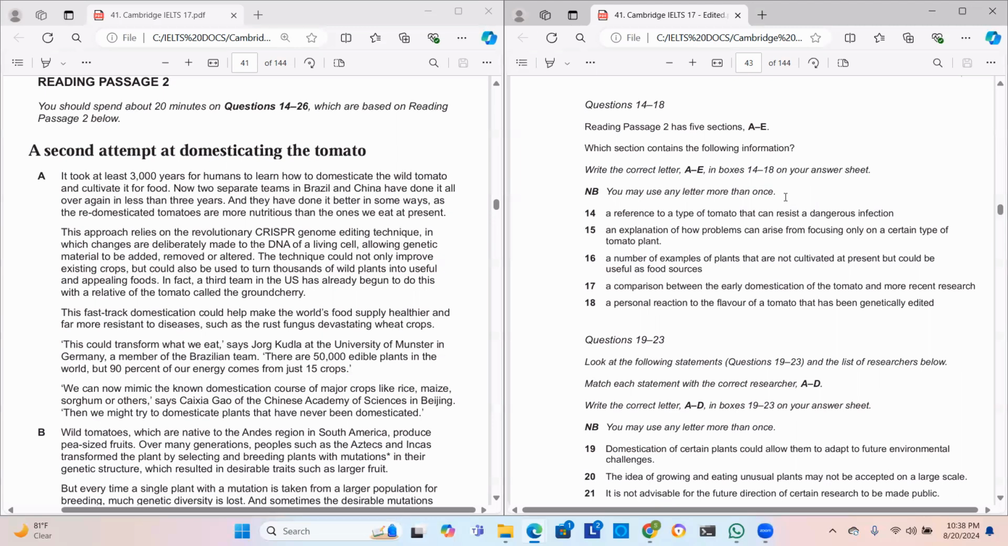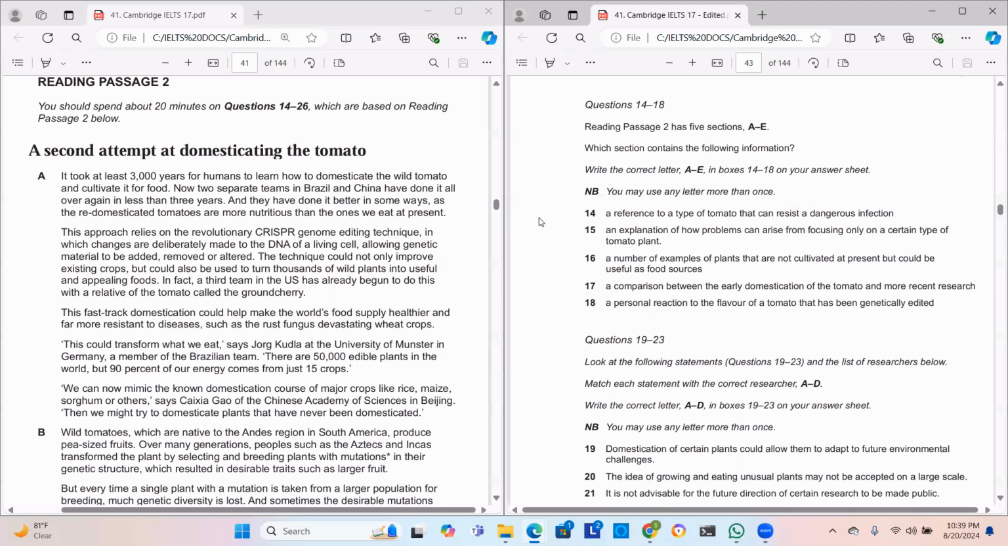So let's start reading, okay? A reference to a type of tomato that can resist a dangerous infection, okay? To answer all these questions, we need to read all the paragraphs, right? A, B, C, D, E. Only when you read all the paragraphs do you get the idea which sentence is where. But that will waste a lot of time, right? If I read the 14th question and try to search in all the paragraphs, it will waste your time. Again, read the 15th question, again, read all the passages. It's going to waste a lot of time.